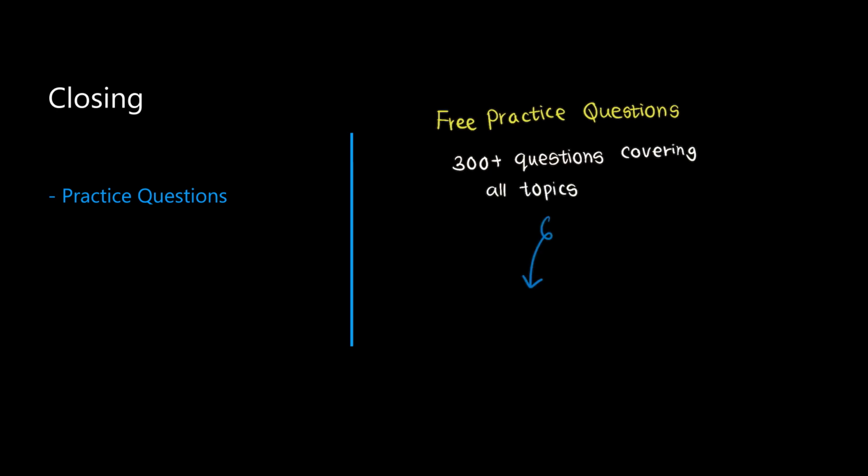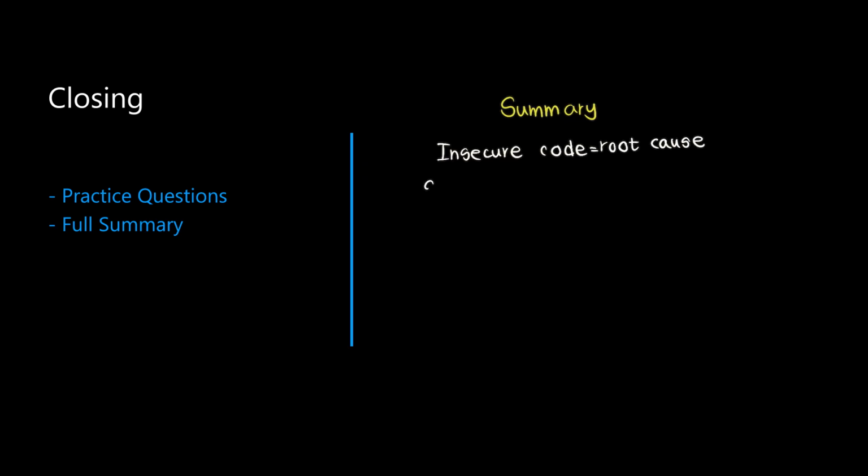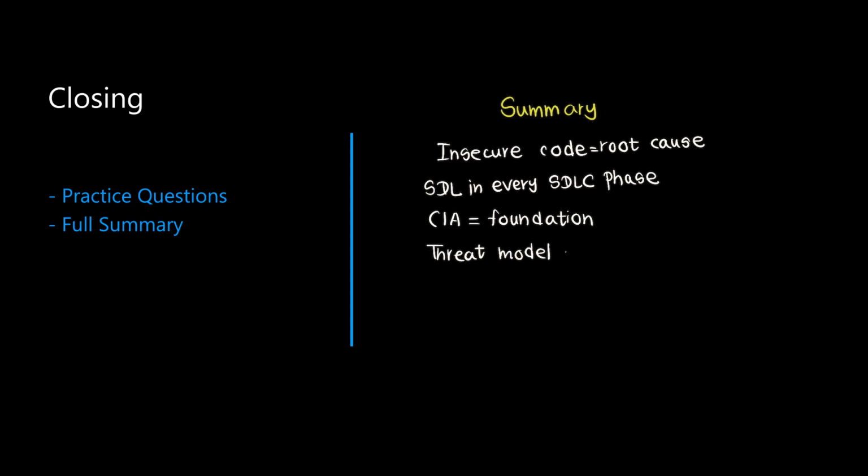The questions cover everything from CIA and threat modeling to SDL phases, maturity models, and the security assessment deliverables. Let us bring this all together. Software security exists because insecure code is the root cause of most information security problems. The SDL integrates security activities into every phase of the SDLC so that vulnerabilities get caught early when they are cheap to fix. The CIA triad is the foundation of every security decision, and threat modeling done early prevents costly discoveries after release.